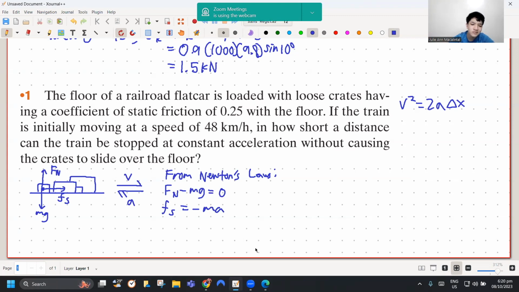Okay, so what does that say about Fs? When you wrote your free body diagram, you assumed Fs is going to the right. Then when you compute using Newton's second law, your Fs comes out negative. It's not negative because the acceleration is negative.